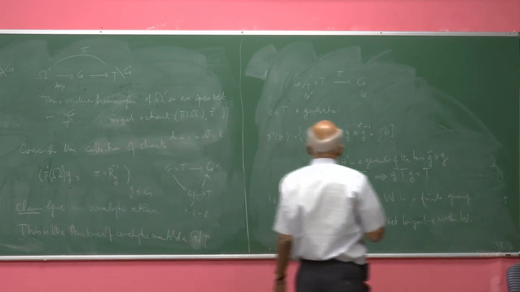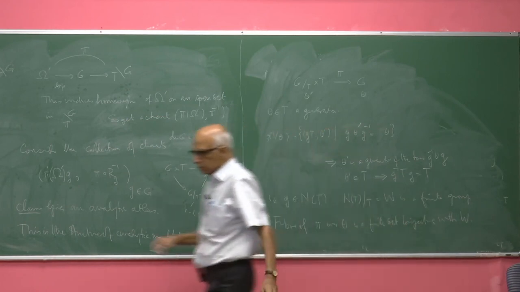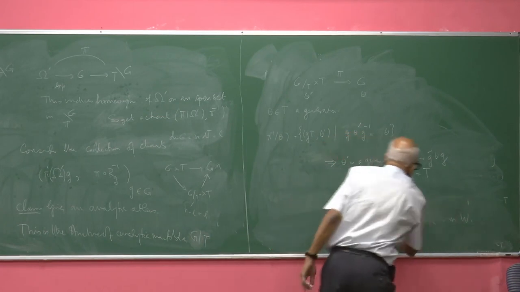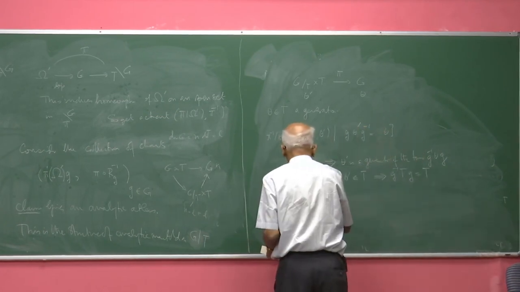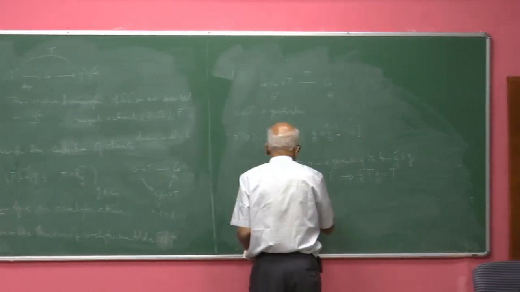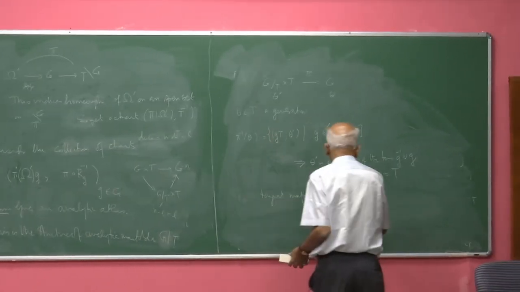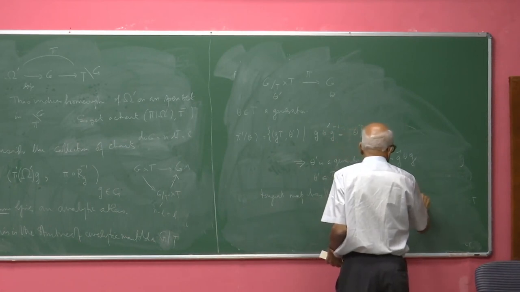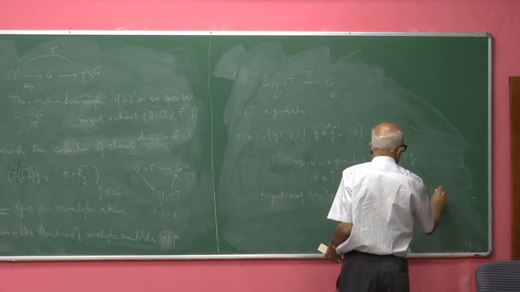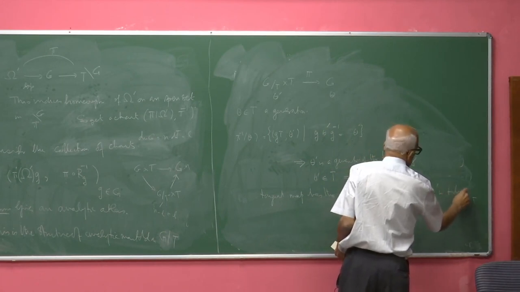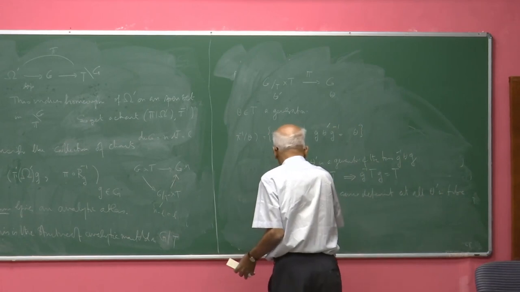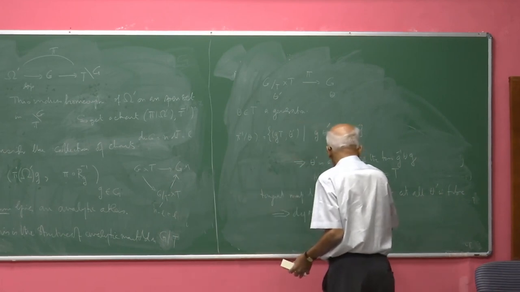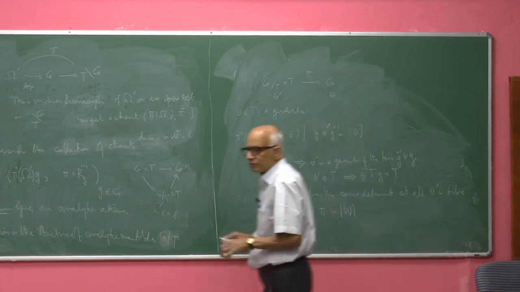So the degree of the map: the tangent map has the same determinant at all theta in the fiber, which implies the degree of phi of pi equals the cardinality of W.